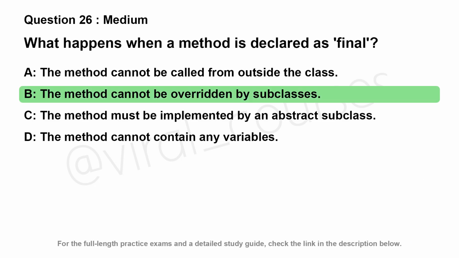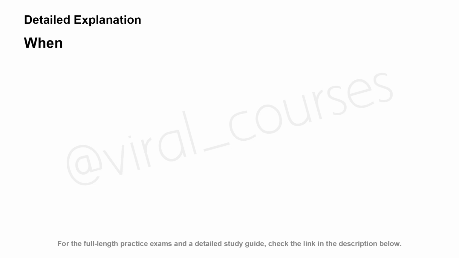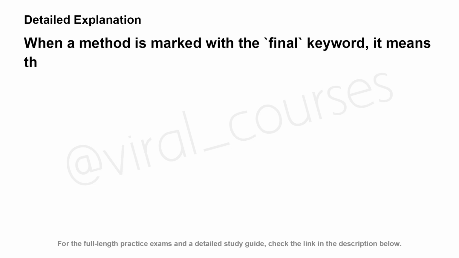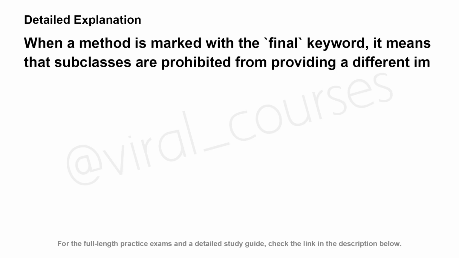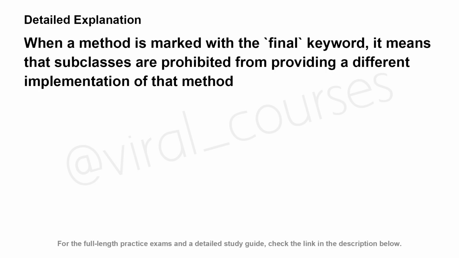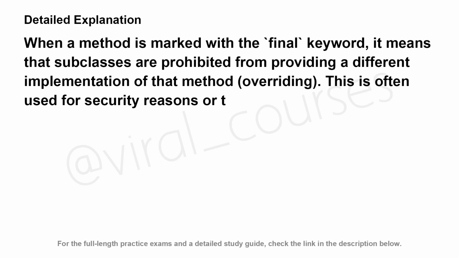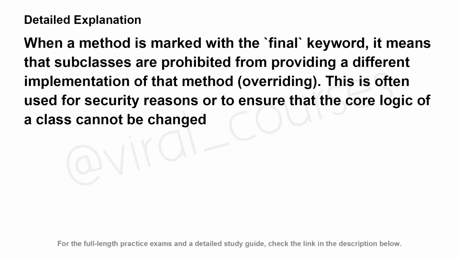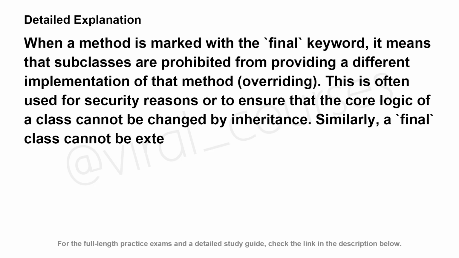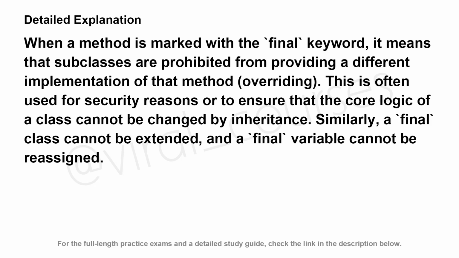The correct answer is B. When a method is marked with the final keyword, it means that subclasses are prohibited from providing a different implementation of that method, that is, overriding. This is often used for security reasons or to ensure that the core logic of a class cannot be changed by inheritance. Similarly, a final class cannot be extended, and a final variable cannot be reassigned.